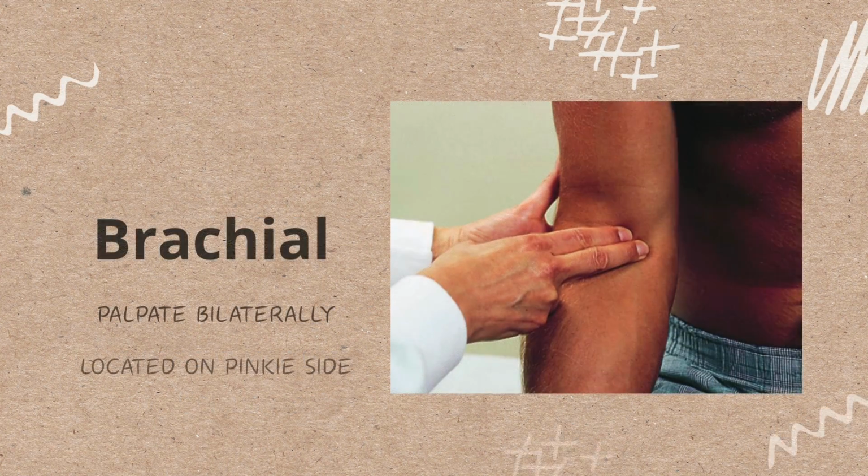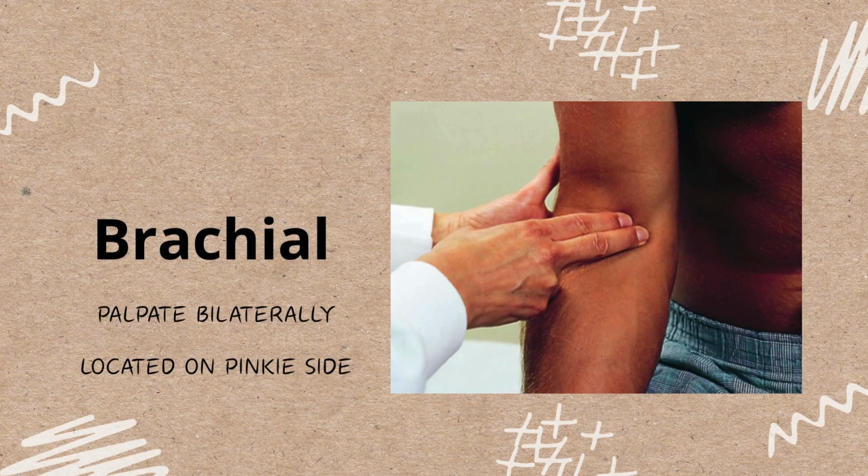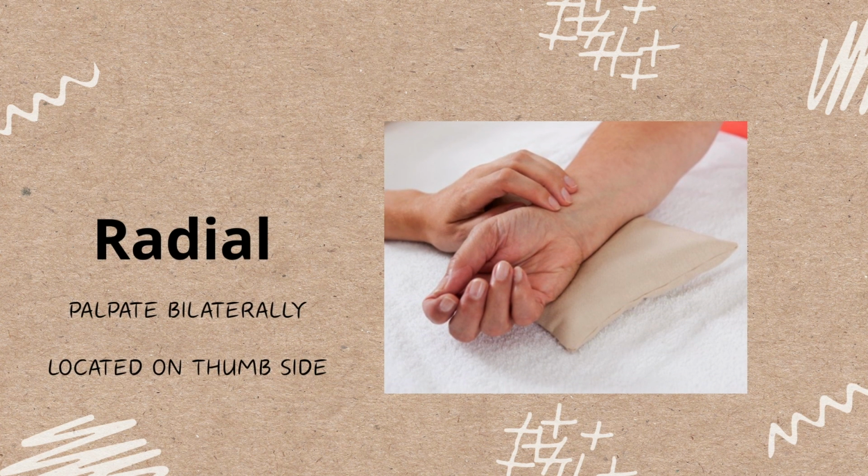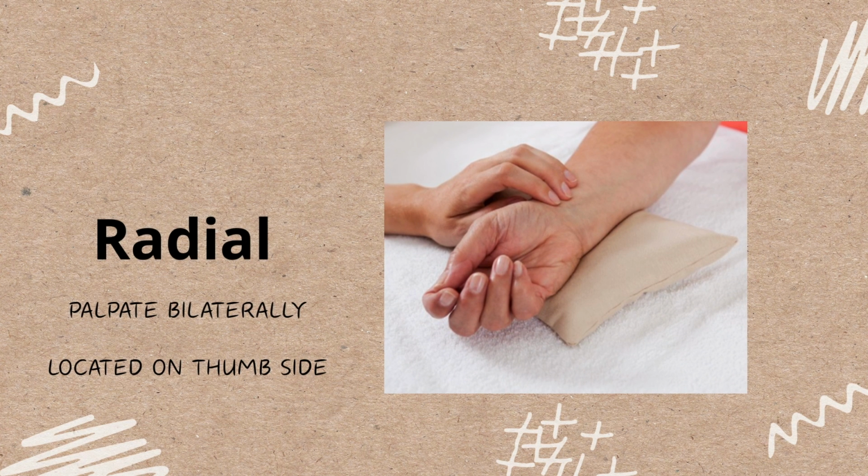For the brachial pulse, you will palpate these bilaterally, and they're located on the pinky side of the inside of the elbow. The radial pulse is in the wrist, and it is on the thumb side, on the underside of the wrist. You could feel these bilaterally on both at the same time.